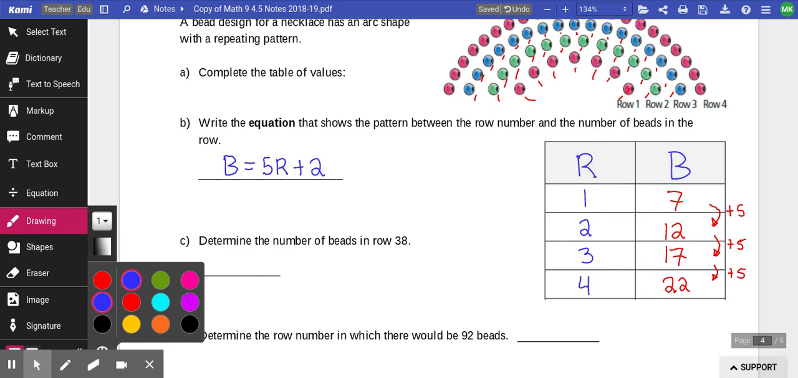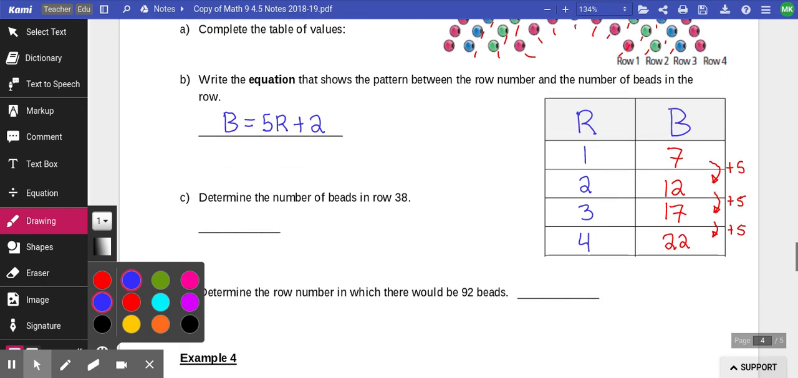That's much more realistic of the type of question you'll get. They probably wouldn't even provide you with part A, which says create a table of values. That would be on you to be able to figure out on your own. It would just immediately say, here's some rows, here's some beads, create an equation. The way we create an equation is by creating the table of values. Now that we have the equation, we can answer all sorts of questions.